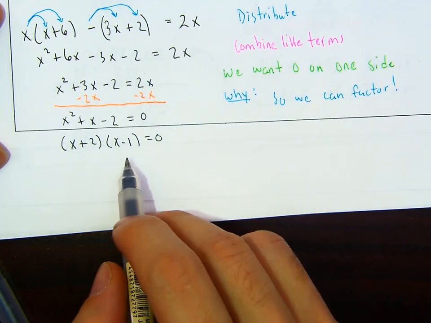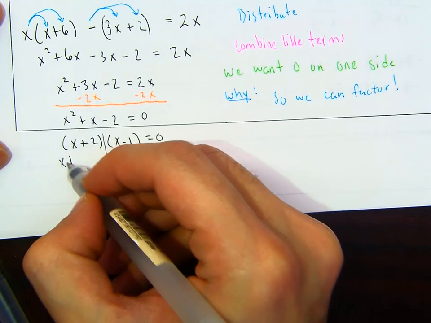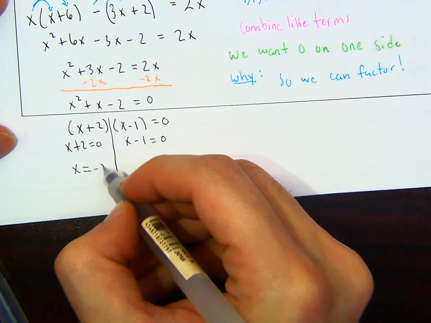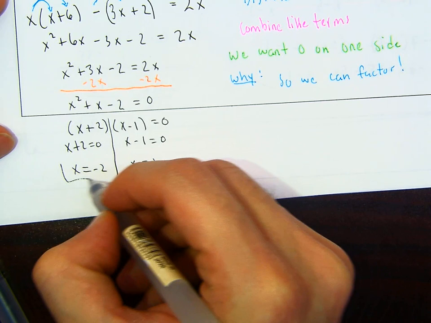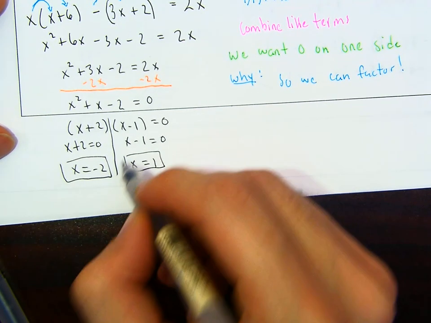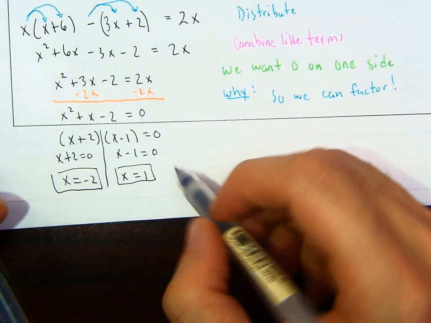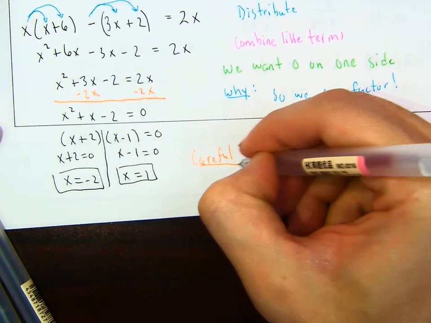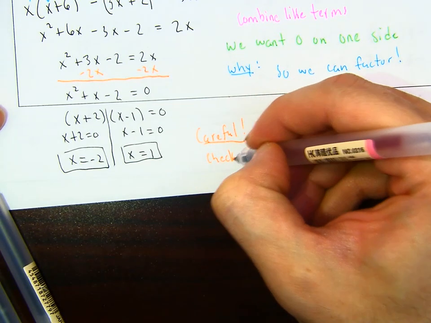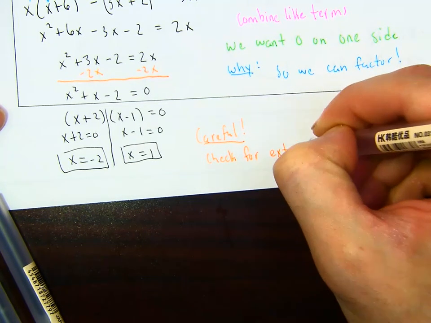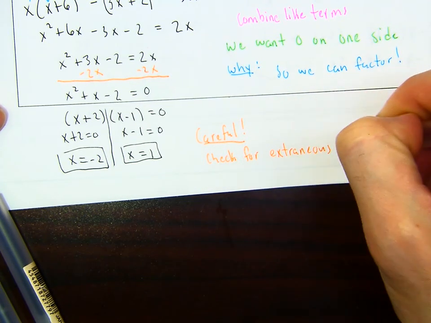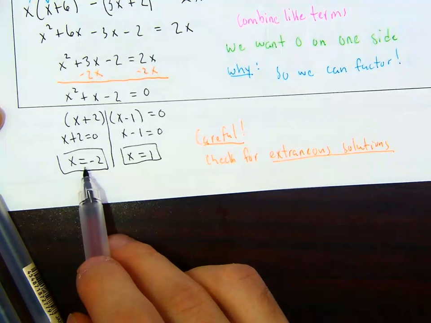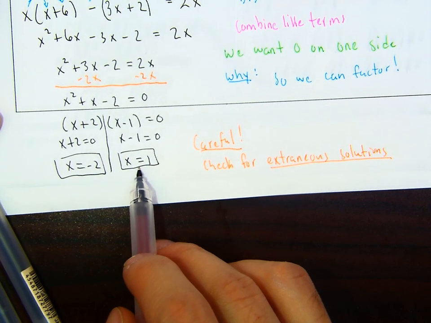Okay, now that we have this, what do we say? We say x plus 2 equals 0, x minus 1 equals 0, x equals -2, x equals 1. Okay? And if you just do this and say, okay, mister, I'm done, you have to be very careful. So careful. And why do we have to be careful? Because we have to check for extraneous solutions. Okay? We have to check to see, are you allowed to use x equals -2? Are you allowed to use x equals 1?